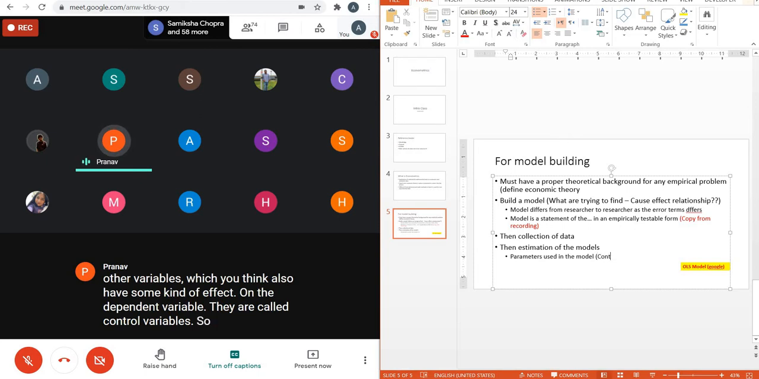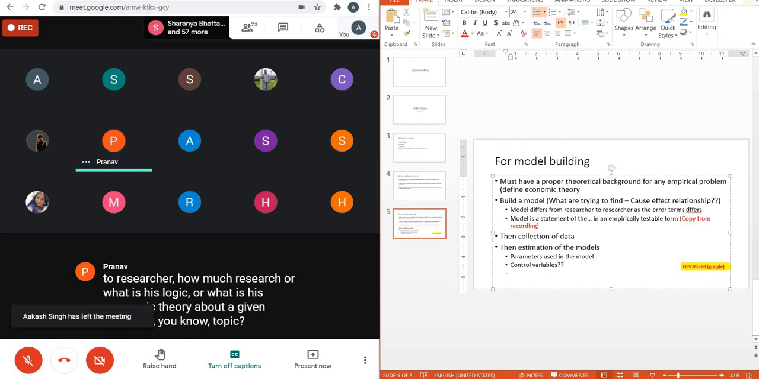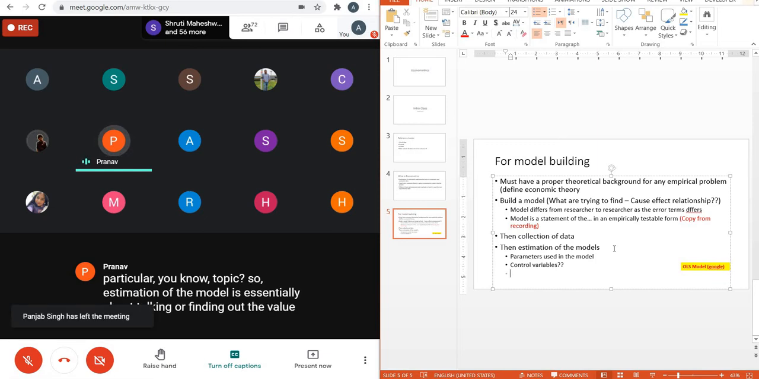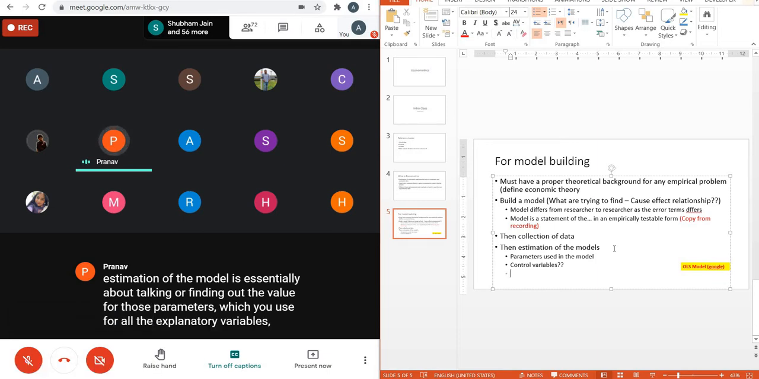So again, it depends on the researcher, how much research he has done or what his logic or economic theory is about a given particular topic. So estimation of the model is essentially about finding out the values for those parameters which you use for all the explanatory variables in the model. And then comes the hypothesis part.